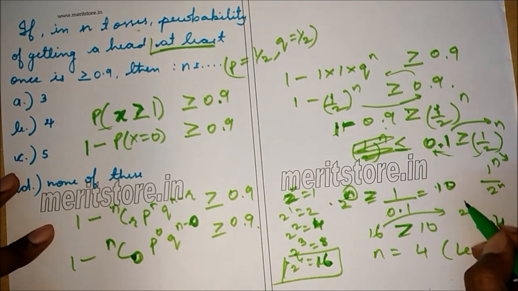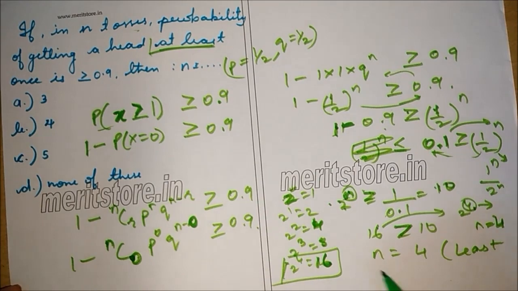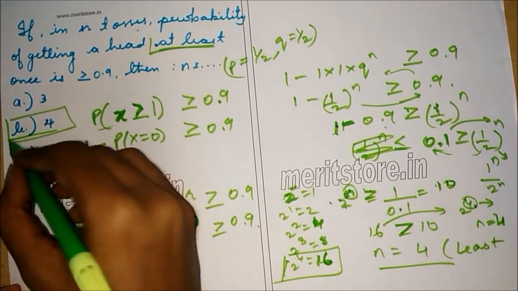Since 16 is 2 raised to 4, and n should be such that 2 raised to n is greater than or equal to 10, the answer is 4, which is option B.